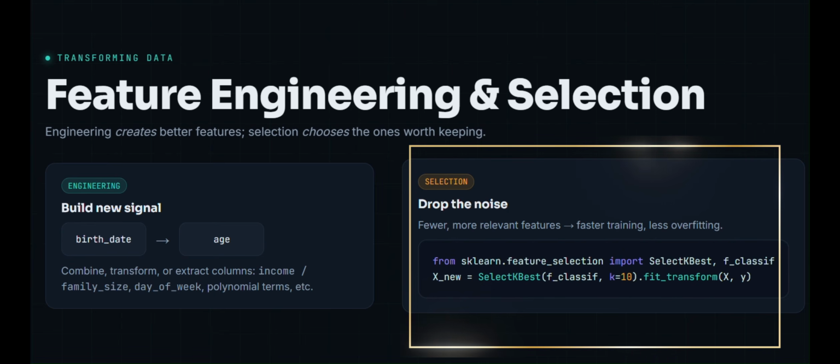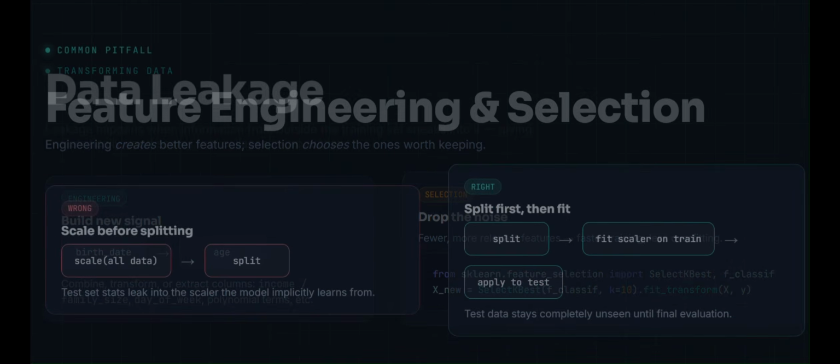Feature selection is the opposite. It's about removing features that don't actually help. Fewer, more relevant features mean faster training and less overfitting. SelectKBest is a quick way to automatically keep just the top K most useful features.